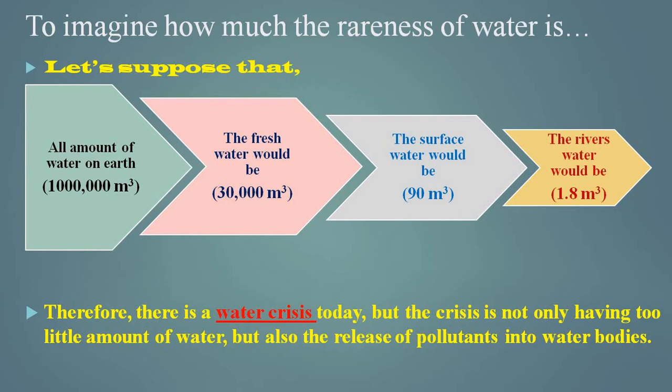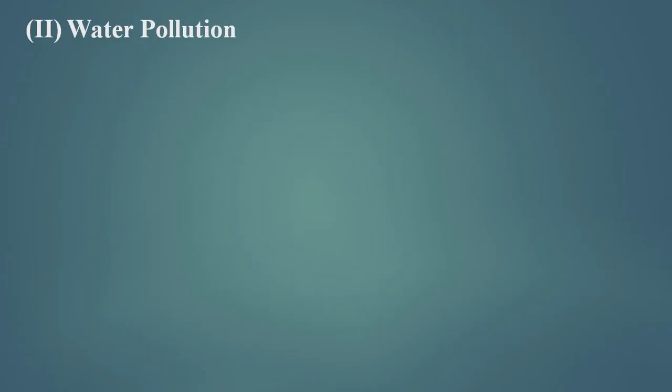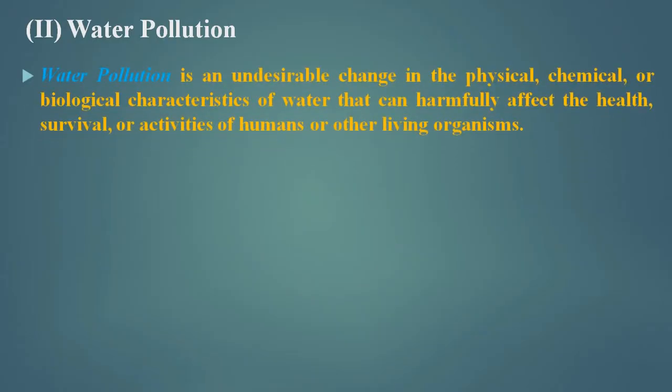Water shortage is not only about having too little water, but also about the release of pollutants into the water body, which causes water pollution. What is water pollution? Water pollution is an undesirable change in the physical, chemical or biological characteristics of water that can have a harmful effect on the health, survival and activities of humans or other living organisms in the water body.